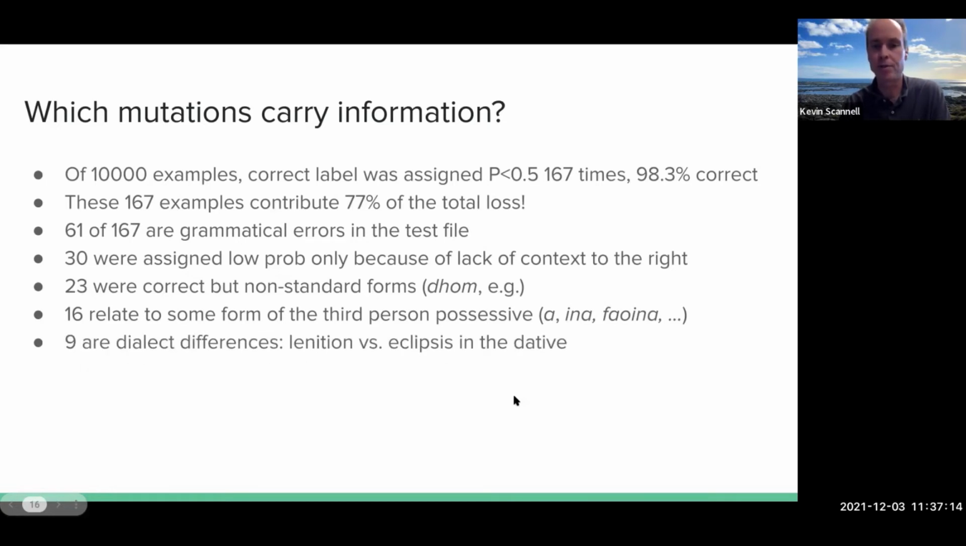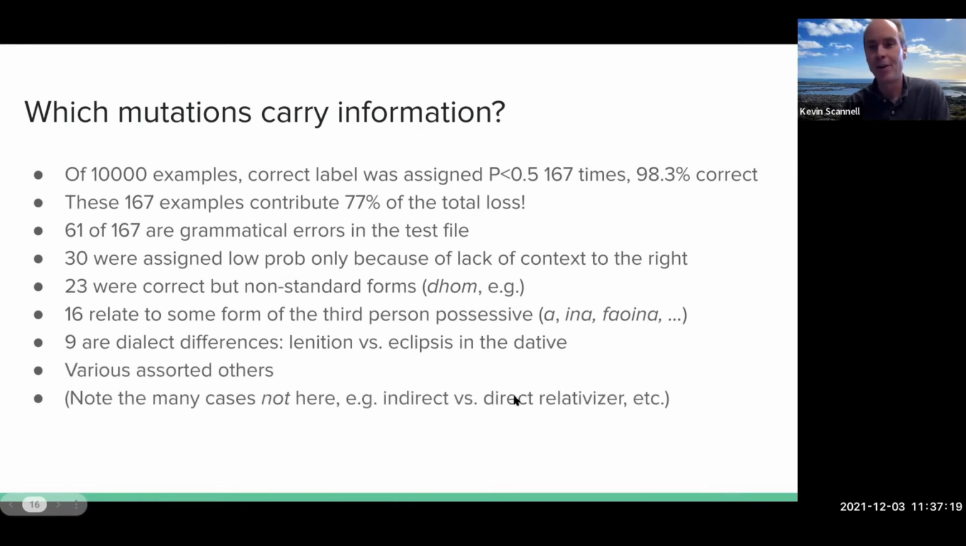Dialect differences, just mixing up lenition and eclipsis in the dative. A mishmash of others. But what was interesting to me is that there are a lot of things that were not here. So for example, the indirect versus direct relativizers in Irish are distinguished usually by mutation versus eclipsis. And you're taught as you learn the language that this is an important distinction and that it is really flagged by that mutation. The reality is that you can figure it out.